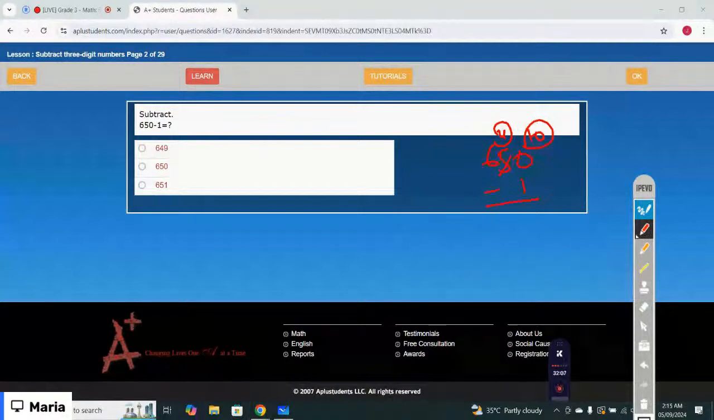The correct option is 10 take away 1 is 9. You have 4 and bring 6 down. So that is 649. The correct option is 649. Option number 1 is the correct option.